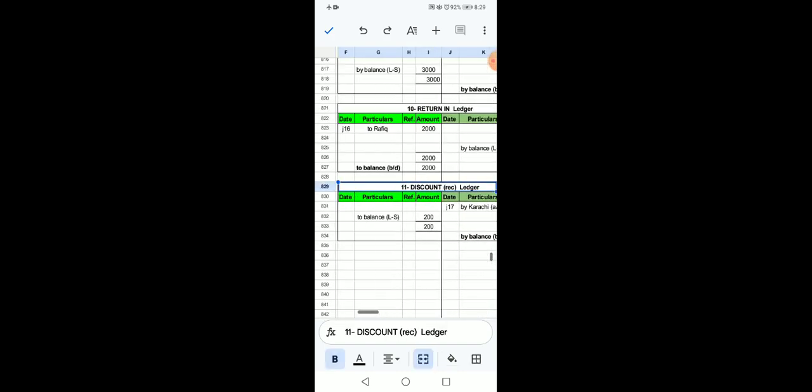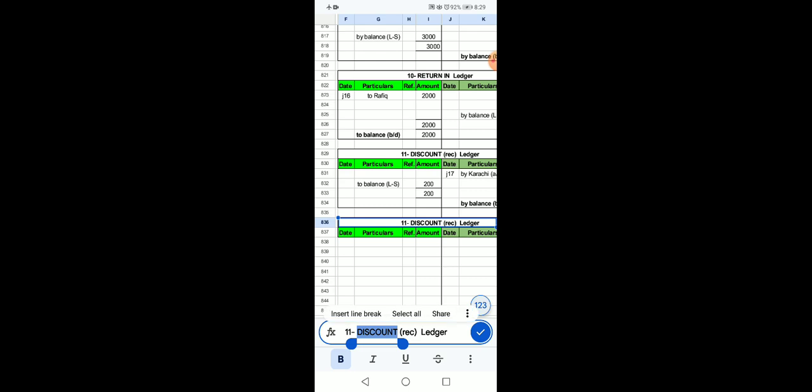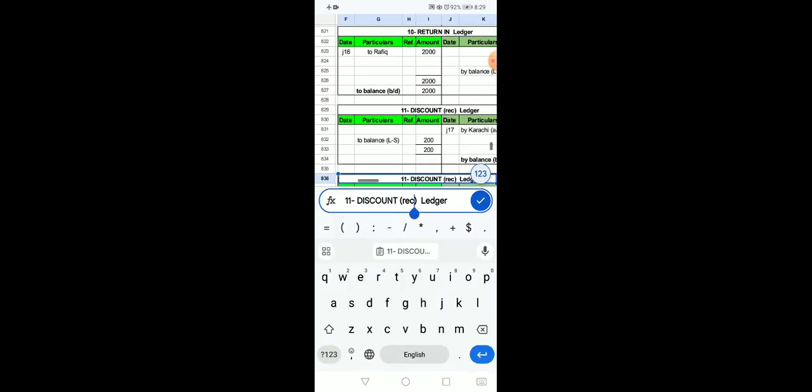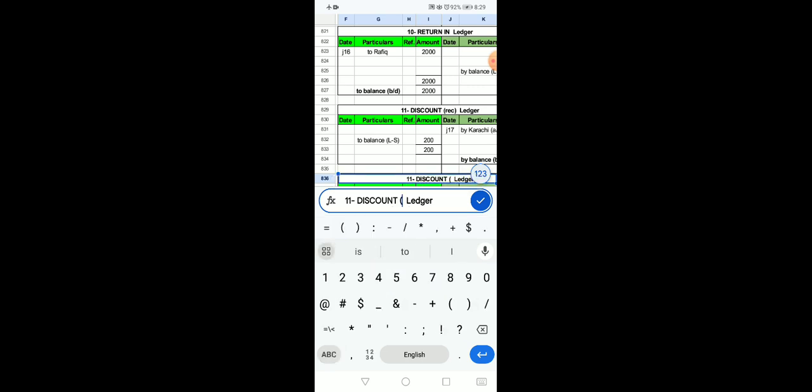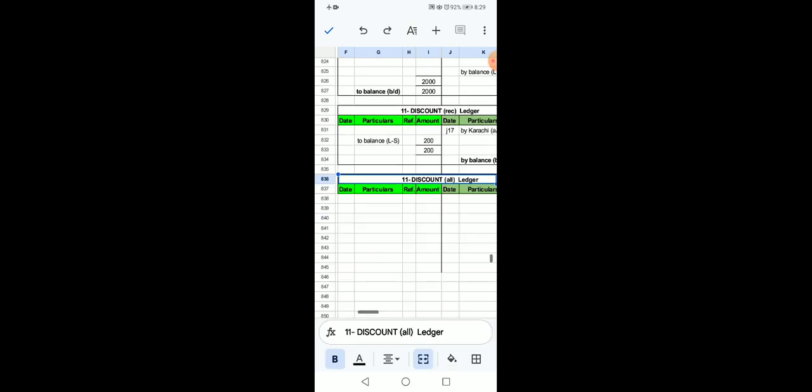This was discount received, and now we will make the same pattern for ledger. We will change the title. It was discount received, and now we are going to make ledger for discount allowed. Both ledgers will be made separately, discounts received and discount allowed. You can mix it, but it's better to make different ledgers.